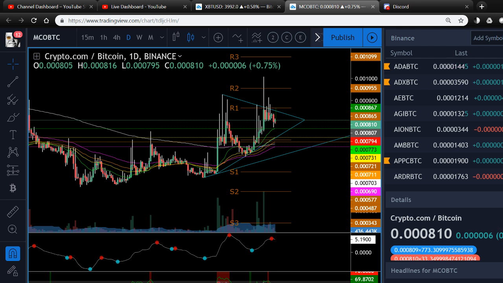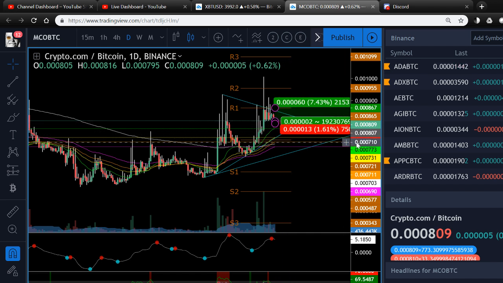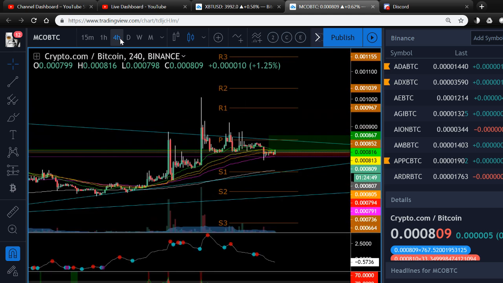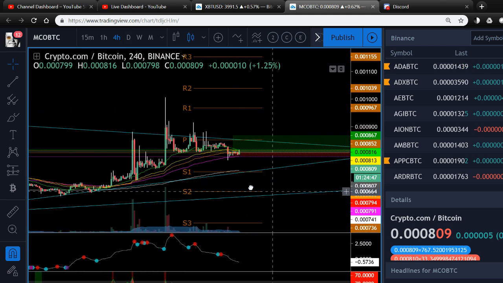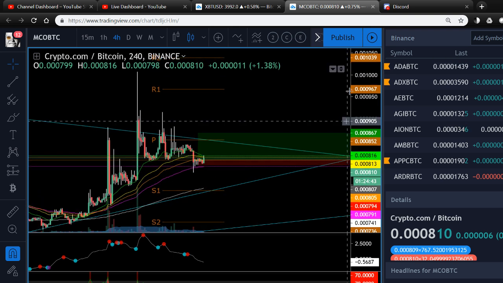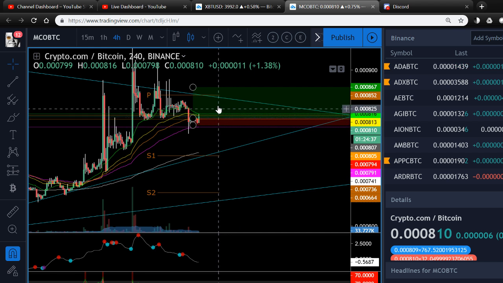All right, so yeah, MCO was the last one. Let's see. Get this out of the way here. All right, so what did I see on the 4 hour here? On the 4 hour, it's possible that we go up from here.